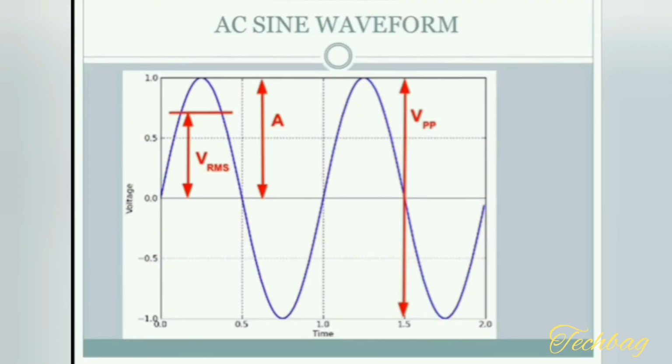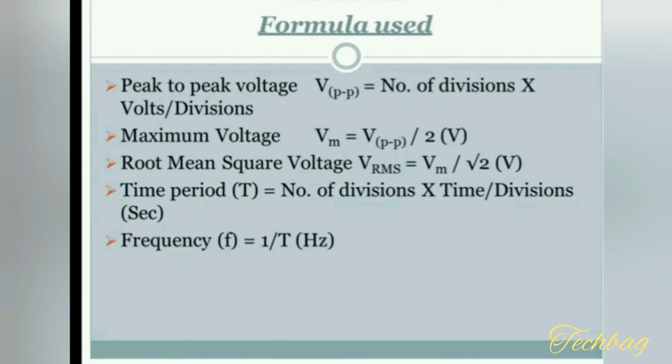This is the model graph. From the observation, you have to draw this graph. Next, the formulas used. Peak to peak voltage is the number of divisions into voltage division. Maximum voltage is half of the peak to peak voltage, so Vm is V peak to peak divided by 2. Next, RMS value is equal to Vm by root 2. Time period is the number of divisions in x-axis multiplied with time division. Next one is frequency. Frequency is 1 by time period T.